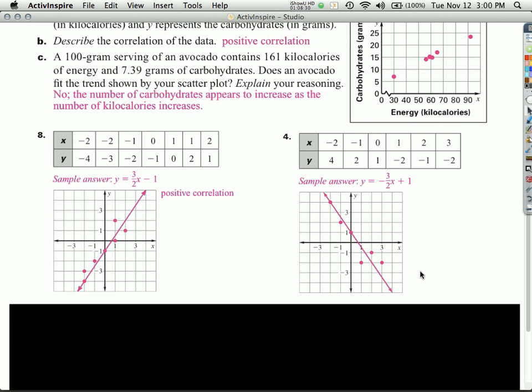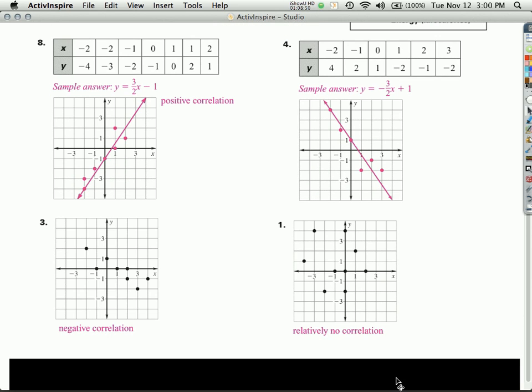Number 4, same thing. Slope had to be negative. Y-intercept is clearly 1. It's right there. You can see it. So the slope should be anywhere near -1.5, -3/2 or -1.5. And the last 2 questions. Number 3 was a negative correlation, and number 1 was relatively no correlation. All right, comments or questions on any of these?